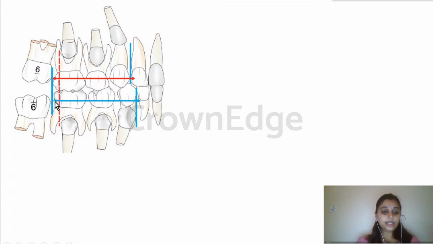Now, what does this mean? It means the combined mesiodistal width of your C, D, and E is actually more than that of your permanent cuspids and your bicuspids. So this excess space, the space that you see between this blue line and this dotted line, is the leeway space of Nance, and this is what is used up in your late mesial shift.